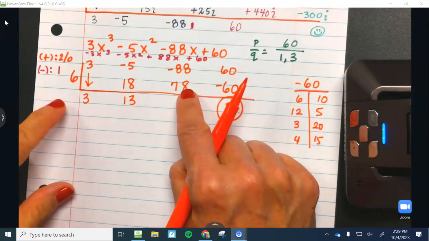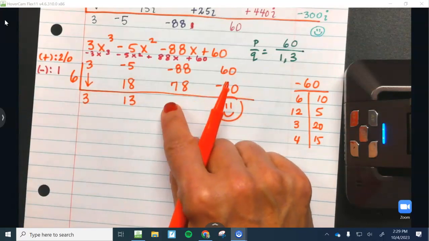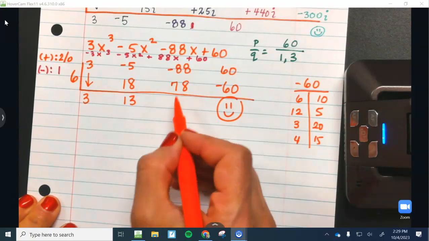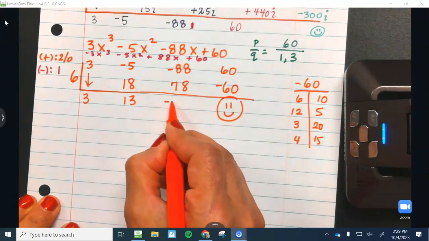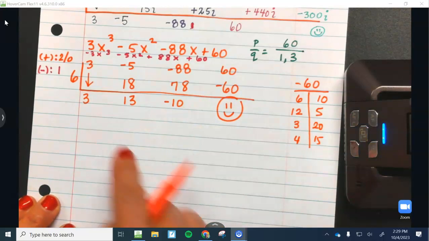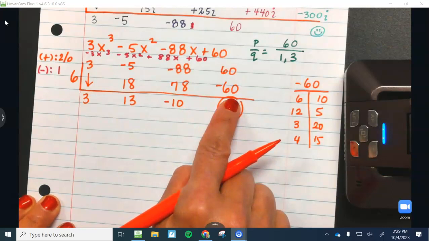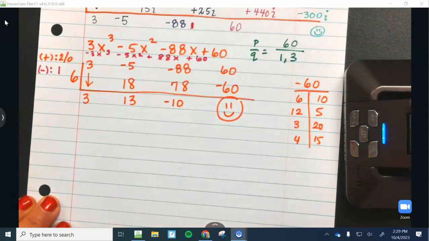I gotta make sure I did my math right. That times that is 18. Carry the 1. Yes, that's a 7. Look. Does that match? What's 6 times negative 10? Did we land on a good one? Are we happy? That's the first time that's happened all day. We landed on a linear pair here.